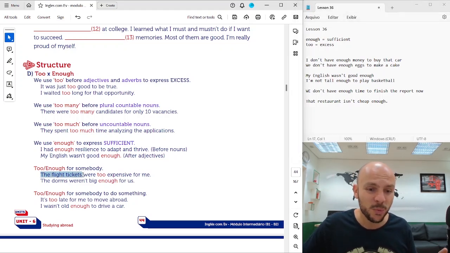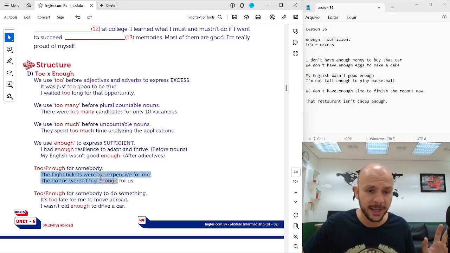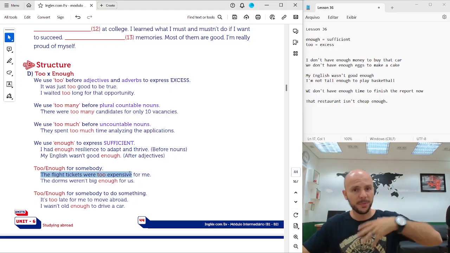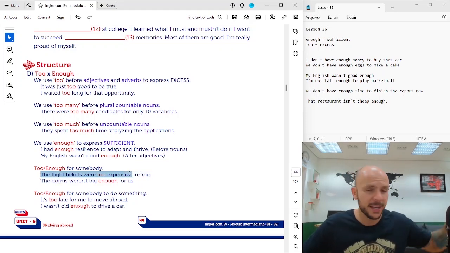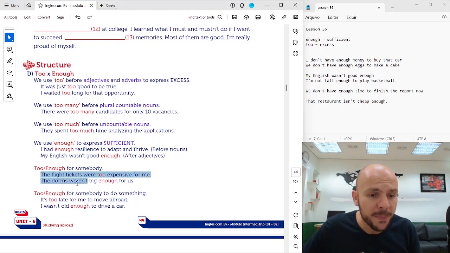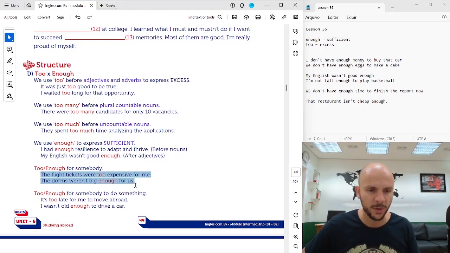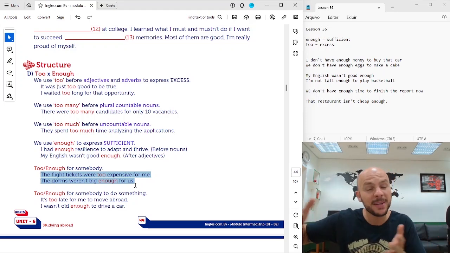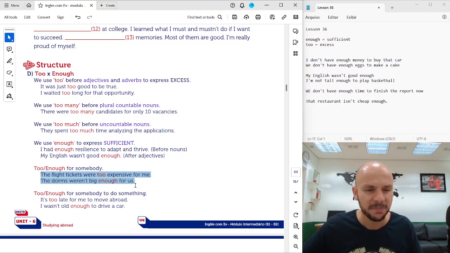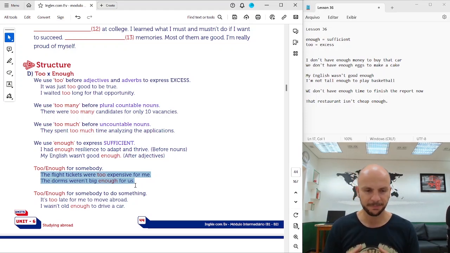The flight tickets were too expensive for me. Okay? I can say the flight tickets were too expensive. Okay? For me, for you, for Diego, for Marina. Okay? The dorms weren't big enough for us. The dorms, okay, weren't big enough for us. Dorms are the big places where everybody sleeps together, right? The dorms weren't big enough for us, okay?